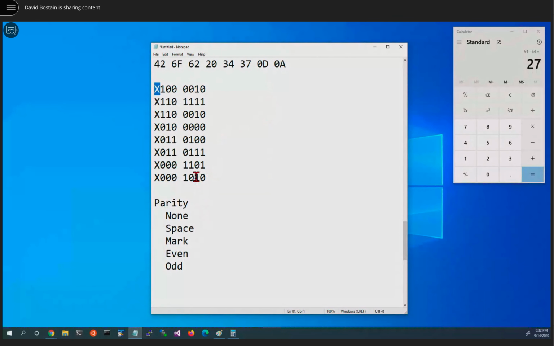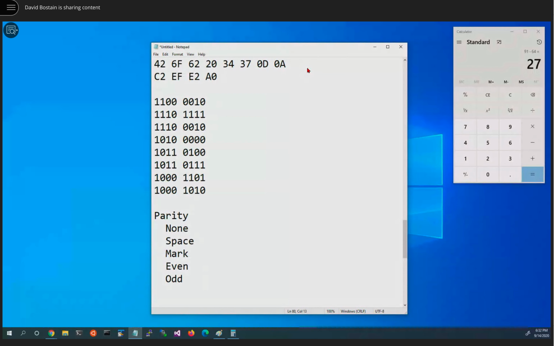Mark parity, you might well imagine, says take the first bit and always send a 1. Now, if we were to take those characters and look at them, we have C2, we have EF, we have E2, we have A0, we have B4, B7, we have 8D, and we have 8A. So these are ASCII characters as well.